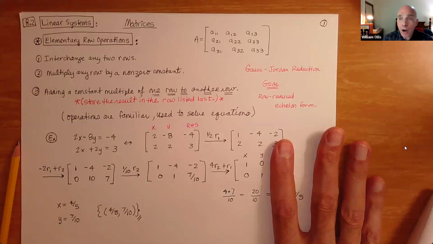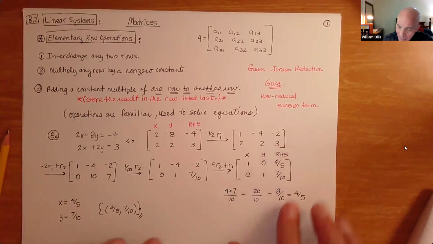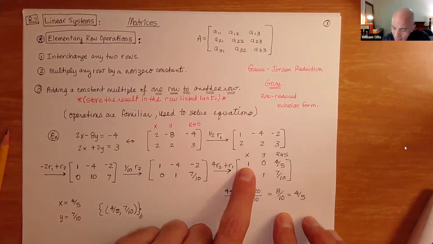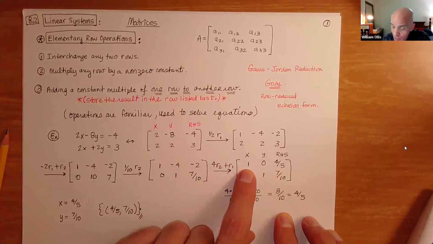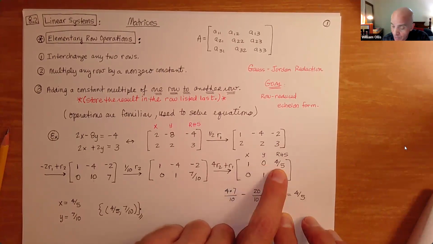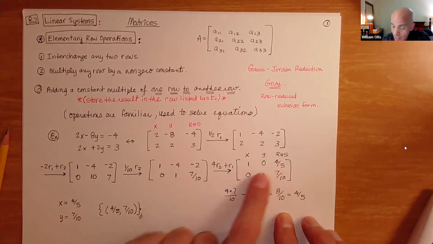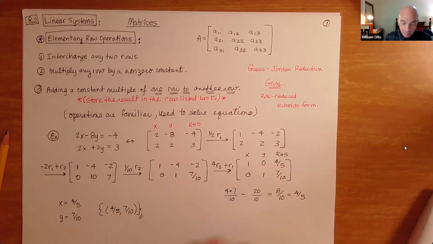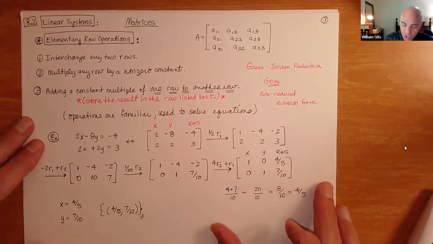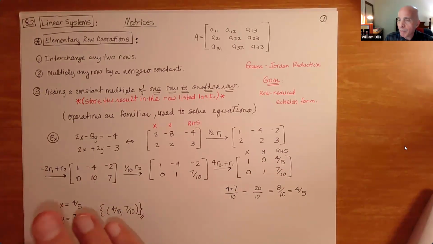So that will be a property that we talk about extensively in the next section when we discuss the arithmetic of matrices. So now what we can see is x equals 4/5. That is, when you write this down, we have x plus 0y equals 4/5. So x is 4/5, and 0x plus 1y equals 7/10. So y equals 7/10.